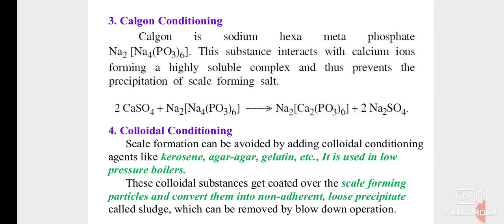which can be removed by the blow down operation. Blow down operation means adding fresh water into the impure water to convert the scale into sludge. That means highly concentrated water can be converted into low concentrated water. That is called the blow down operation. Okay.